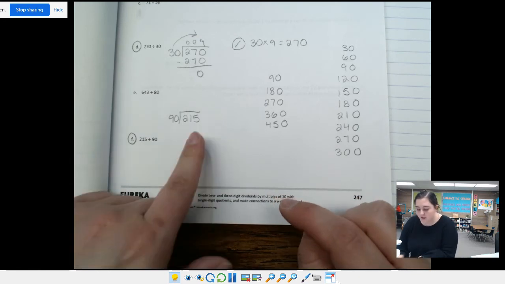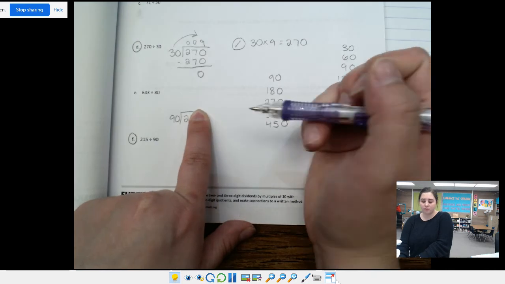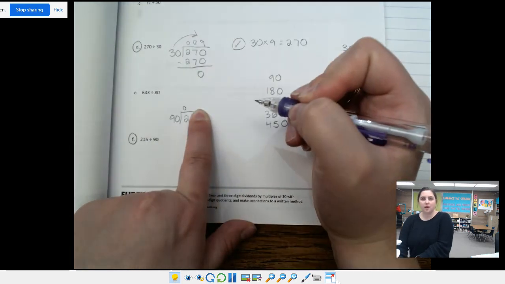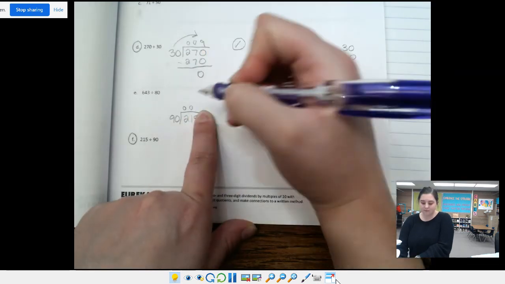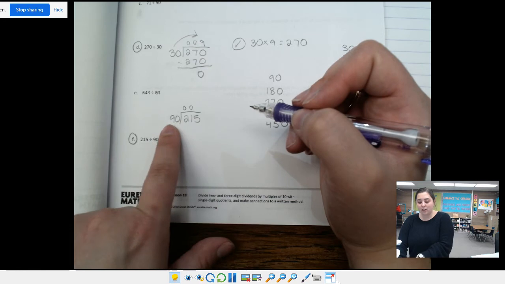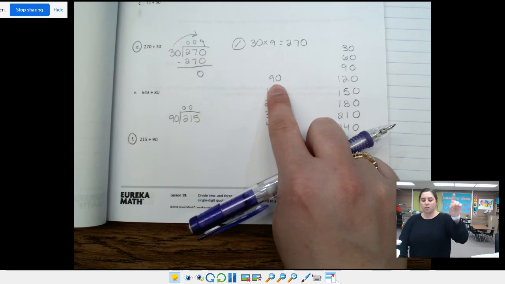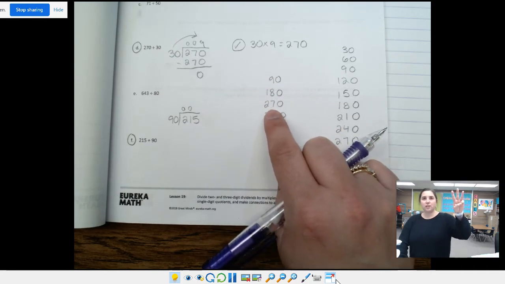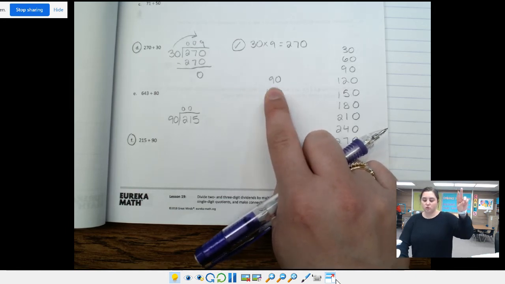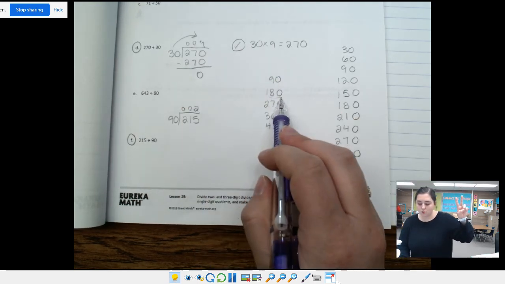Okay, let's get started. How many groups of 90 are there in 2? 0. How many groups of 90 are there in 21? This is 0. Let's figure out how many groups of 90 there are in 215. So one group would be 90. Two groups is 180. Three groups is 270. 270 is too much. Let's go back to the two groups. There are two groups of 90 in 215. And I got to 180.